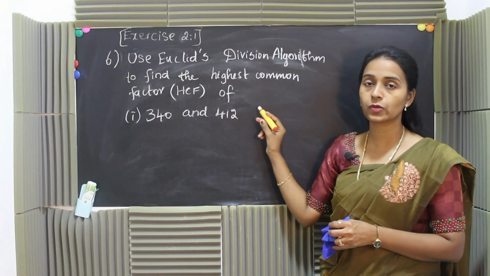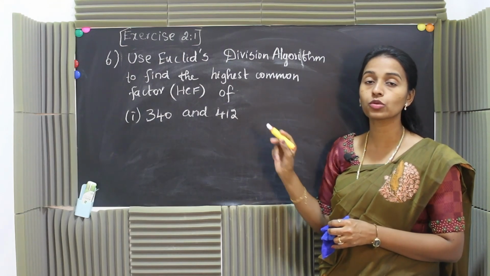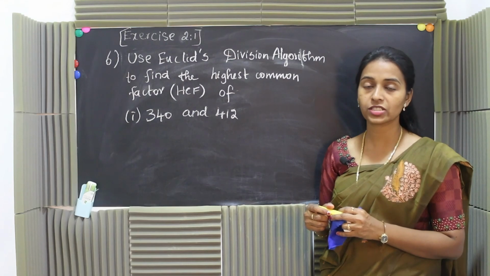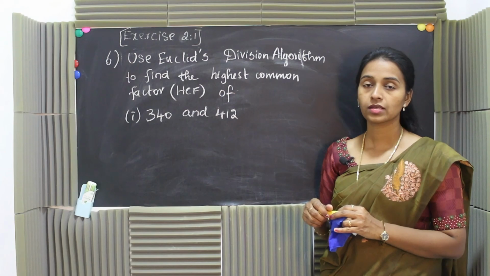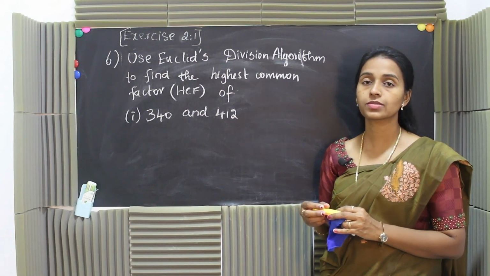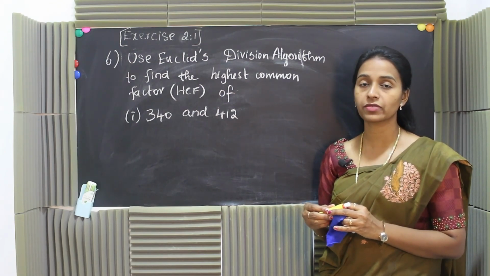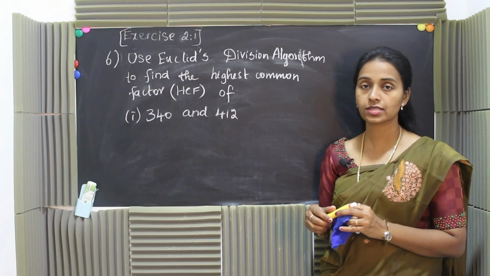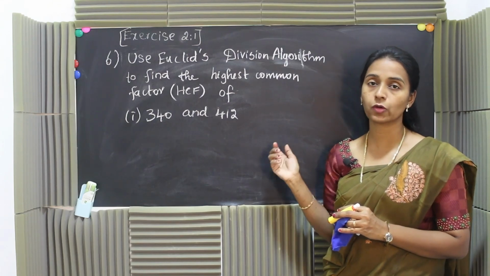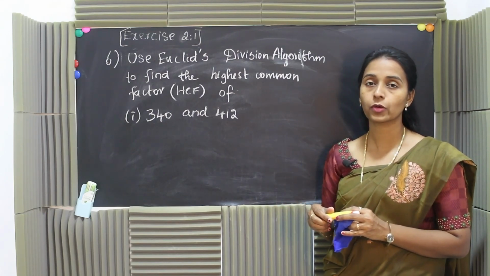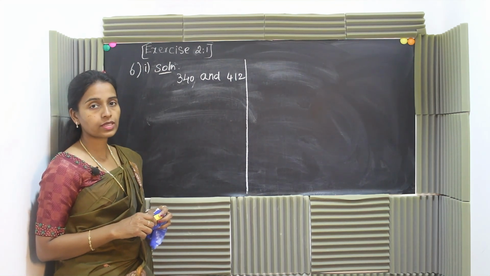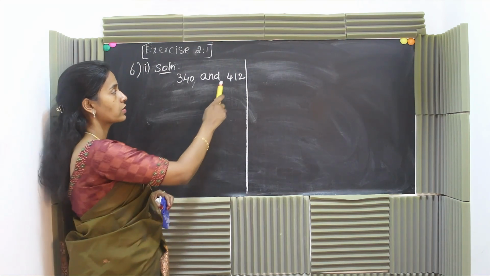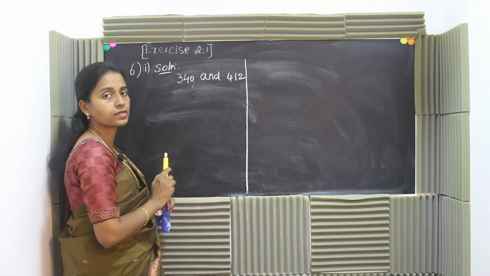For solving this problem, you need to know two concepts, that is Euclid's division algorithm and Euclid's division lemma. I had explained those two concepts in my previous classes. The video link is in the description. You check it out. Then only you can solve this problem easily. Now we can solve the problem. For the solution, I have written the question. We have to calculate HCF for 412 and 340.